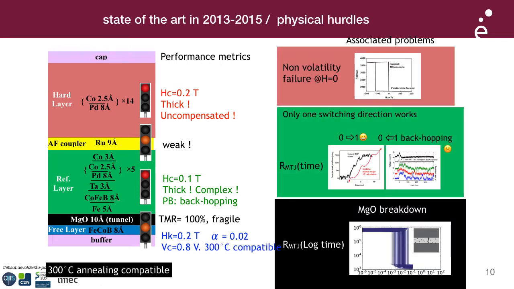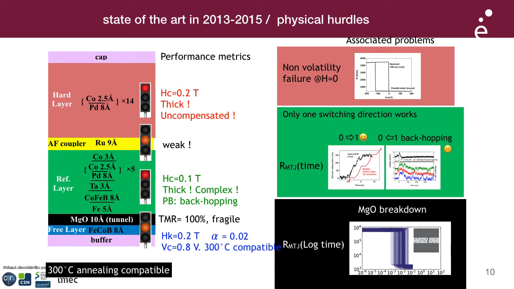So this triggered a lot of problems, and I'm just listing a few of them that we had to solve in the latest year. First, if the magnetization of the hard layer and the reference layer are not properly compensated, they generate a big stray field on the free layer, such that the hysteresis loop of the free layer is non-symmetrical. For instance, in this extreme case, there's only one state of the free layer that is stable in zero field. Okay, so this is the low resistance state.